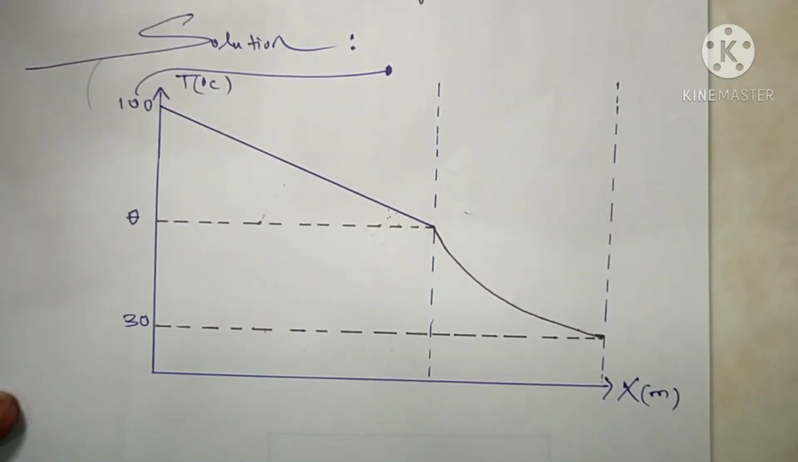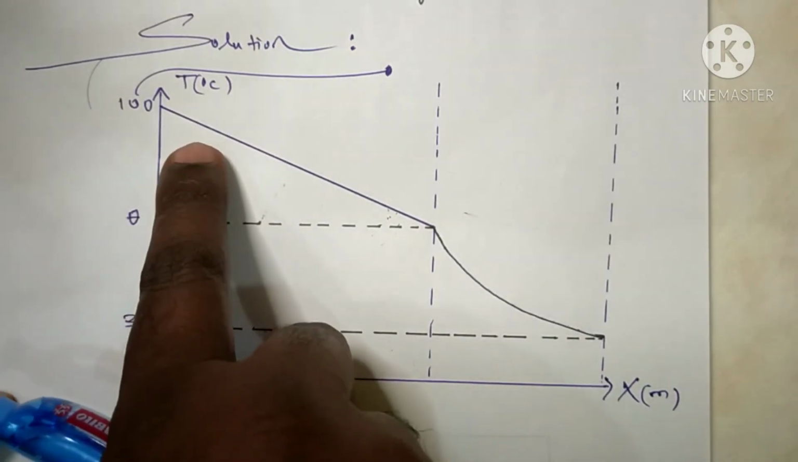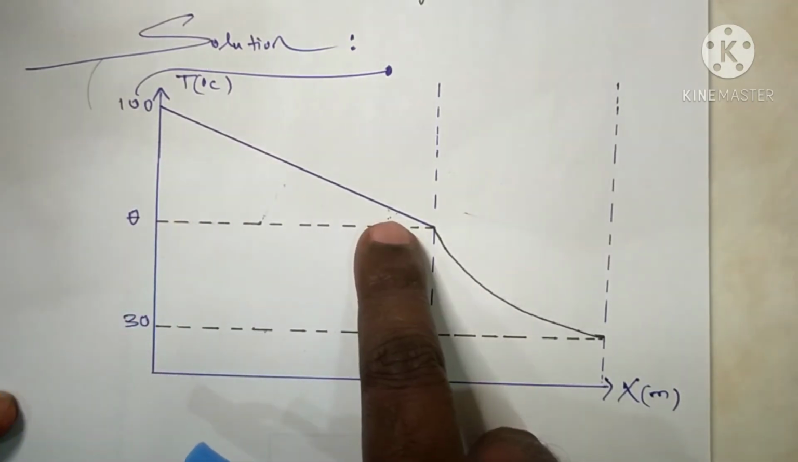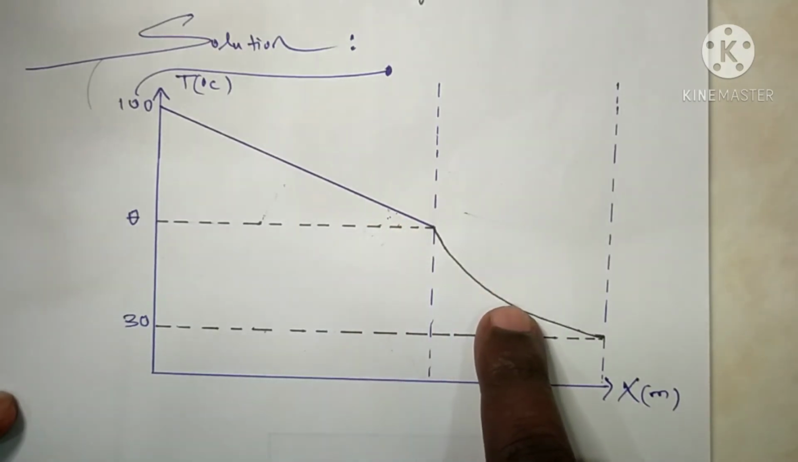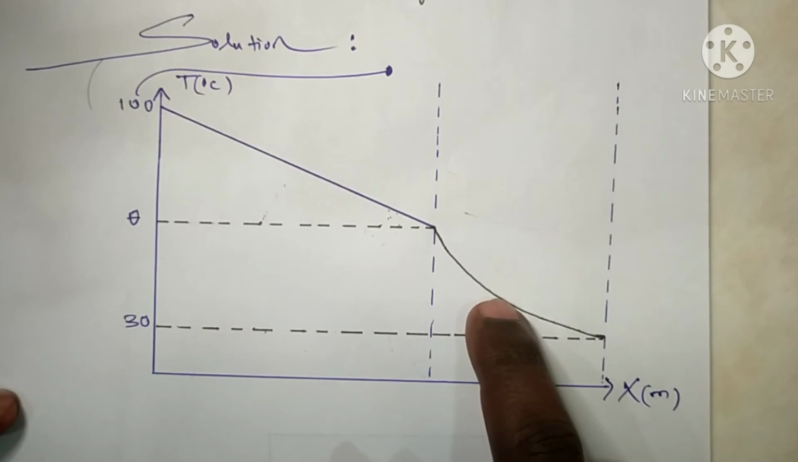So for metal A, when the rod is in steady state, the temperature falls at a constant rate, whereas for metal B it is not at a constant rate. The temperature gradient for metal B decreases with distance x along the rod.